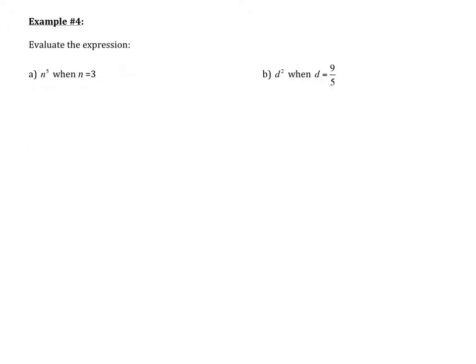And now finally, example number 4. It says evaluate the expression. For part A, we have n to the 5th when n equals 3. So what we're going to do is replace the n with a 3. So we're going to take 3 to the 5th power. That's equivalent to 3 times 3 times 3 times 3 times 3.